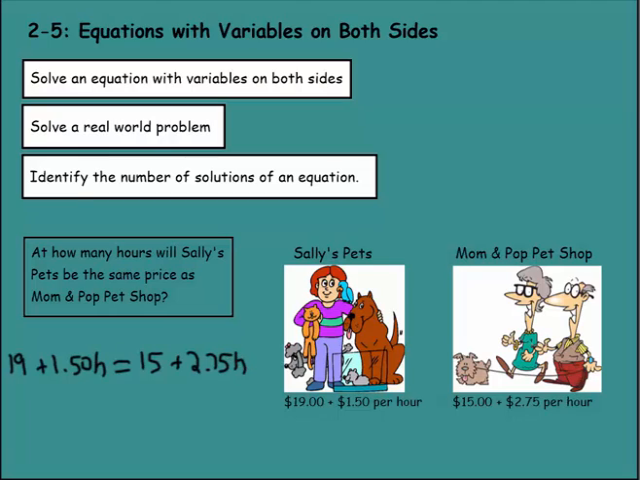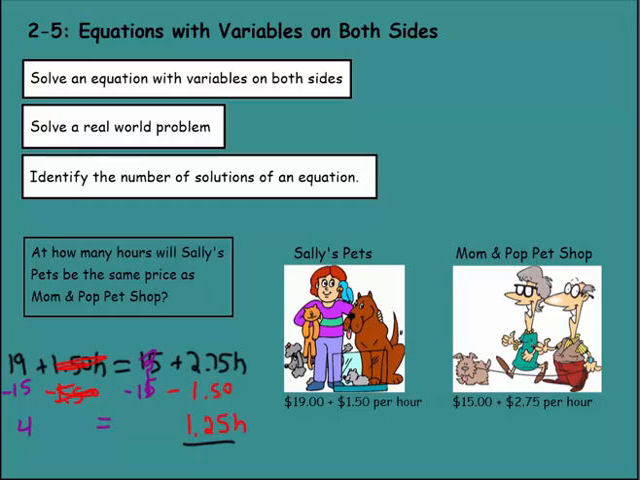And for this example, I'm going to subtract the $1.50 H from both sides of the equation to get rid of this. So minus 1.50H, minus 1.50H. This would cancel out. This becomes 1.25H. And then over here we can get rid of this 15 by subtracting 15. 19 minus 15 is 4. These cancel out. So we see that 4 equals 1.25H.